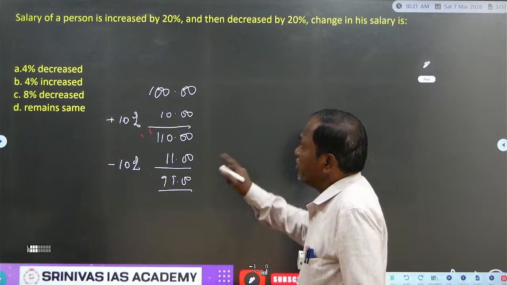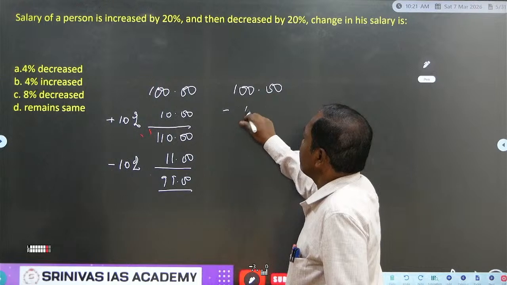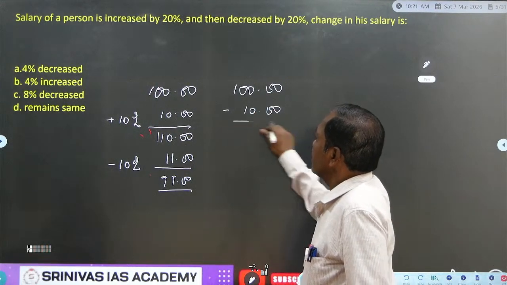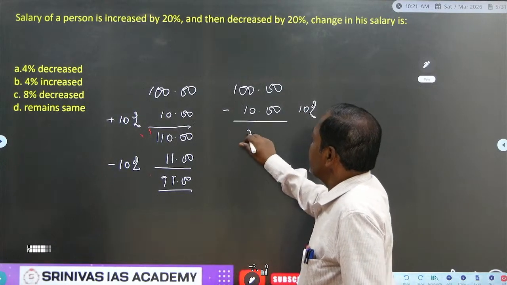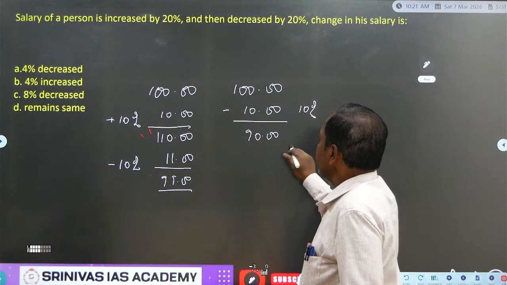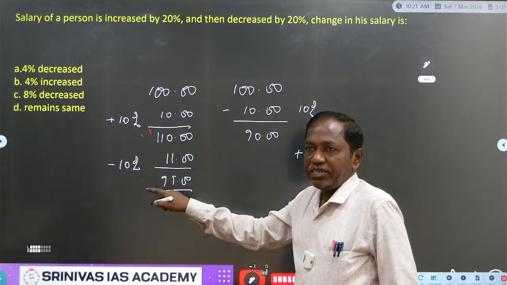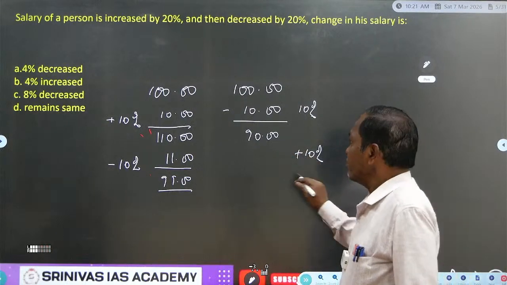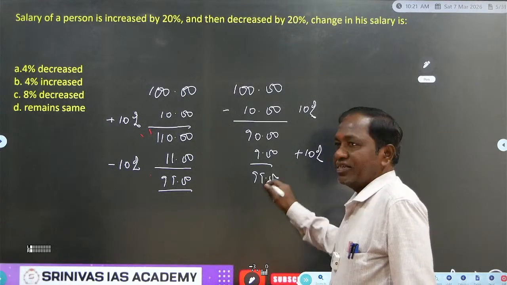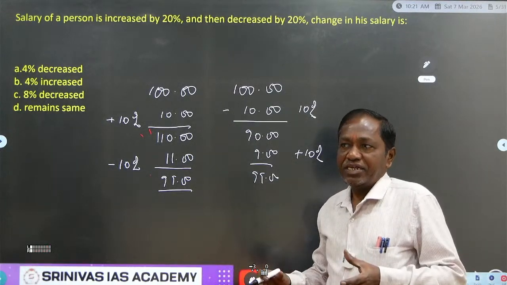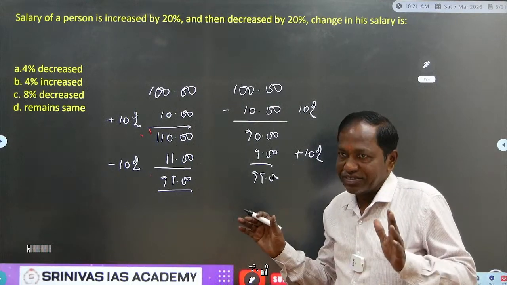Okay. Now we'll do 100 minus 10%. Reverse we can do that. Minus 10%. This is 10%. What is the net resulting number? 90. Again plus 10%. We did plus minus, here we are doing minus and plus. 99. It is the same. Increasing the same percentage and decreasing the same percentage always incurs loss.